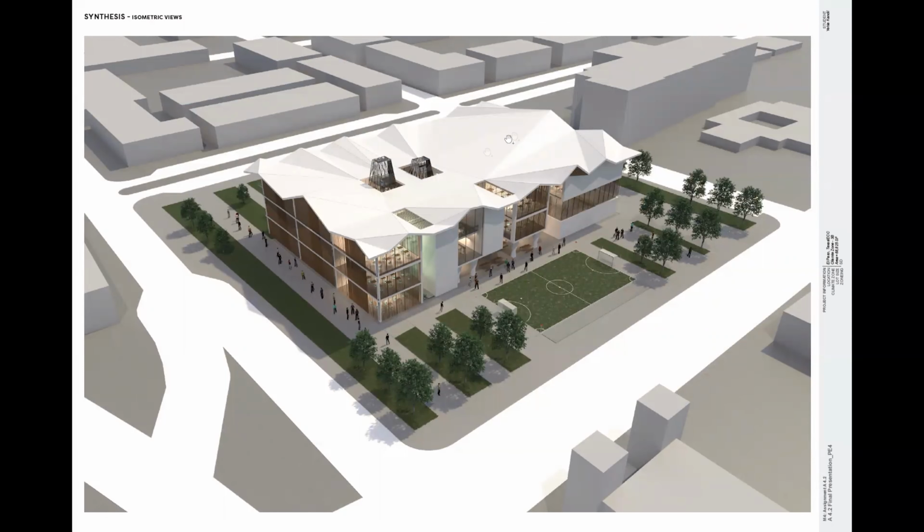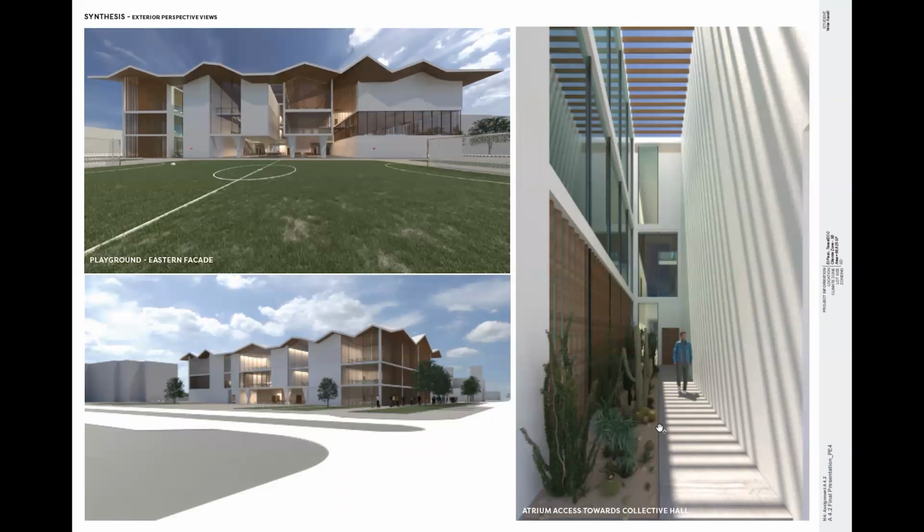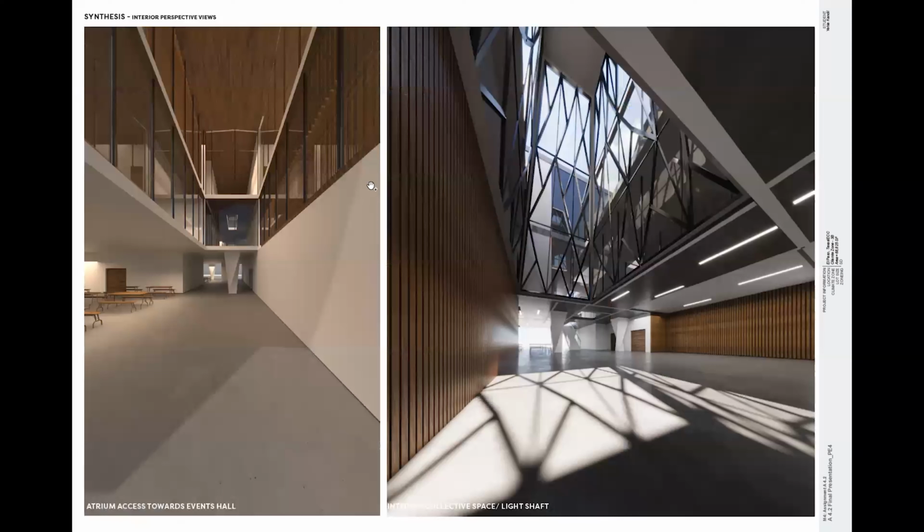This is also a 3D rendering, presenting the light folded plate roof again to reduce the heat gain into the building, and the mechanical louvers operate according to the sun location and the elevated floor and the sculpture as well. This is the atrium access toward the collective hall. It's a double height ceiling, and it has mechanical louvers, and this is the playground and the eastern facade as well.